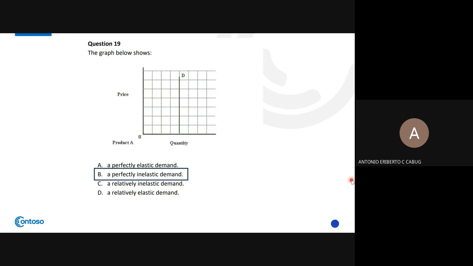So, if the demand for a product is elastic, small percentage changes in the price would lead to greater percentage changes in quantity. In this example, the quantity demanded is not affected by the price. It's perfectly inelastic. Talagang wala siya. Correct answer is letter B.